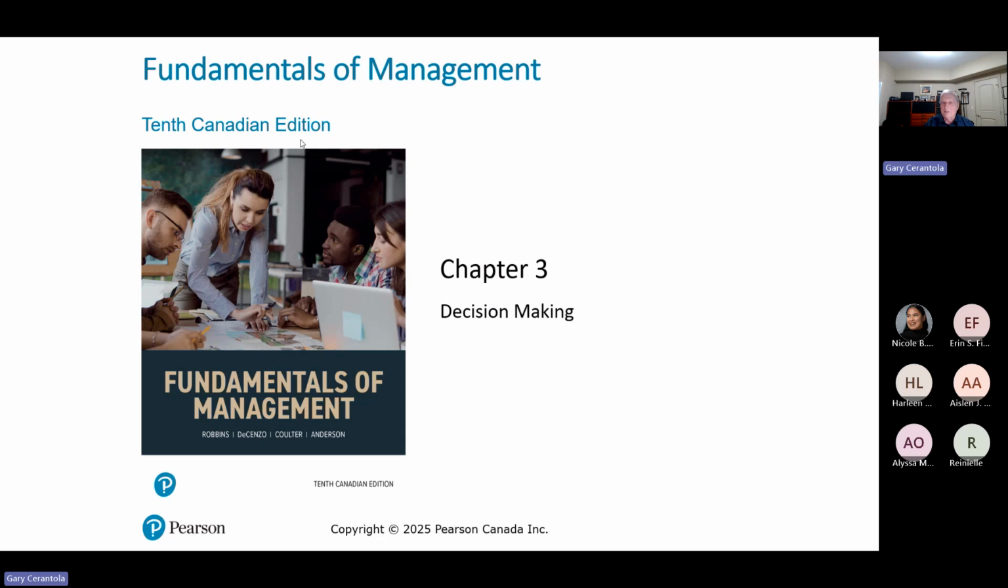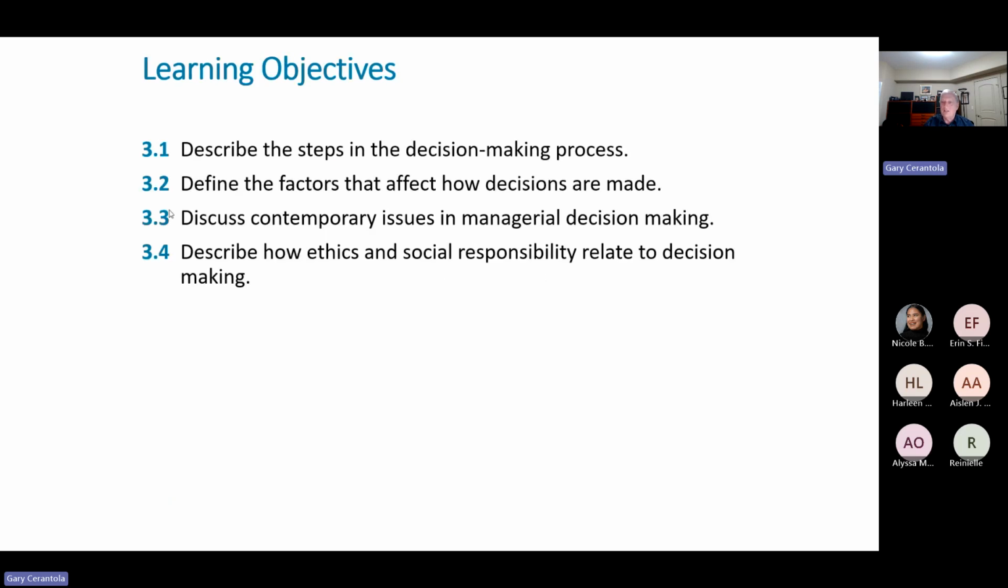Okay, so what are the deliverables for topic 2? Well, I talked about reading this PowerPoint presentation, because you're going to look at the decision-making process. You're going to look at the factors that affect how decisions are made. You're going to look at contemporary issues in managerial decision-making, and you're going to look at how ethics and social responsibility relate to decision-making.